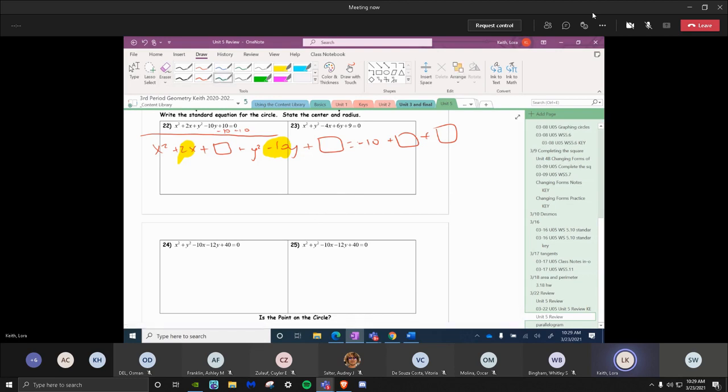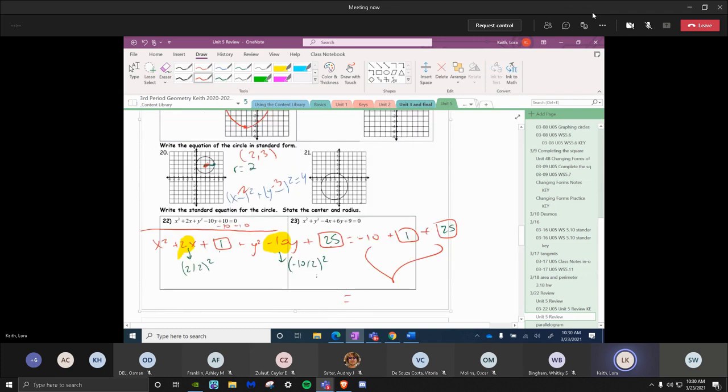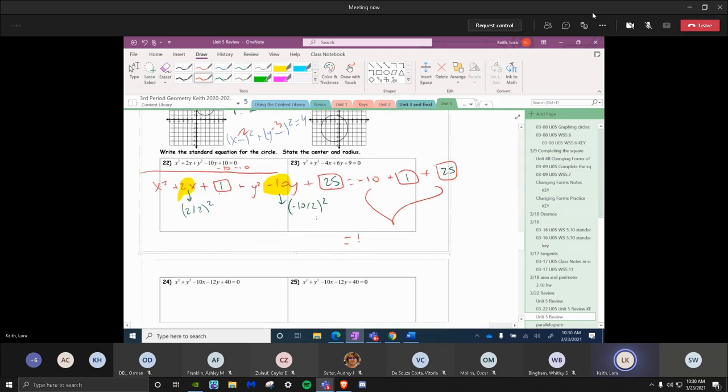Okay, so we take this number and I divide that by 2, and then I square it. So what's 2 divided by 2 squared? 1. Yeah, we just get 1. Okay, then we take the number beside y, we get negative 10 divided by 2. So negative 10 divided by 2 is negative 5. Negative 5 squared is 25. So what does my right-hand side equal? 16. So it equals 16.